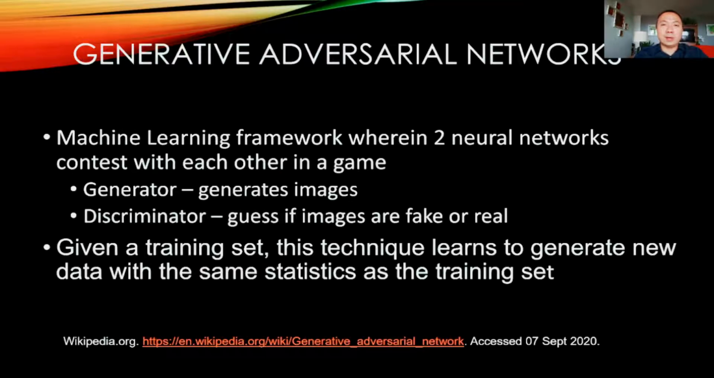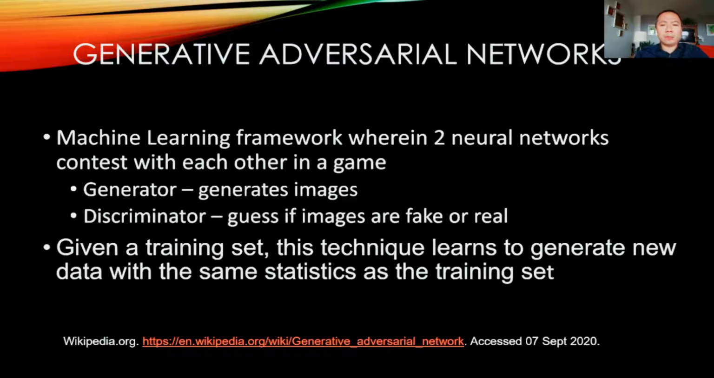And what you're doing here is you're actually training the discriminator, showing the discriminator that this is, for example, an image of a human being. And then with that game happening, the generator will be able to create a much better image of a human being, or an image based on what the discriminator is actually telling the generator. So given a training set, this technique learns to generate new data with the same statistics as the training set.